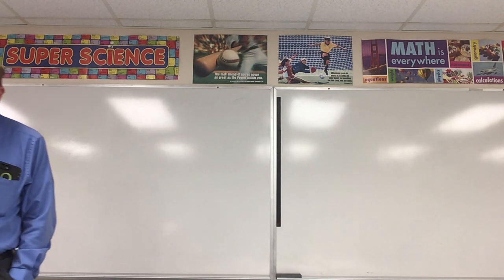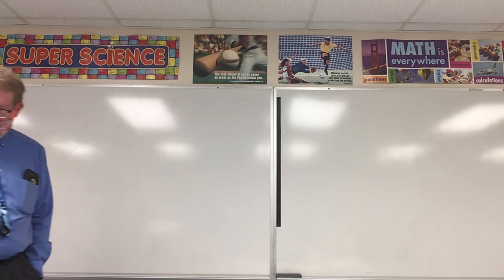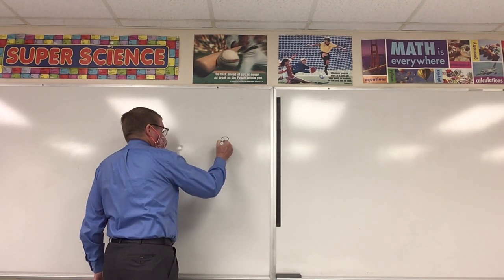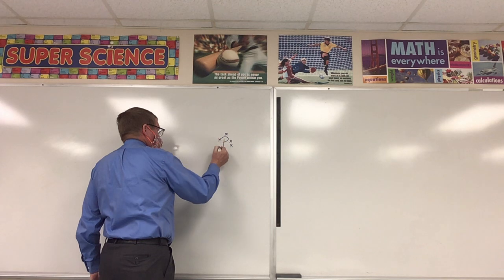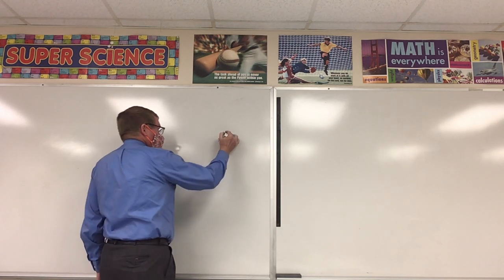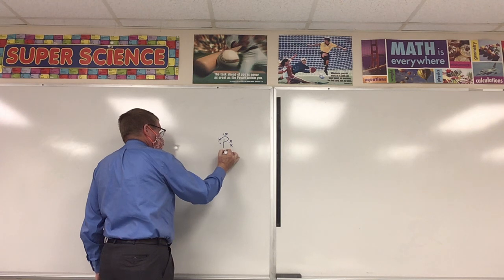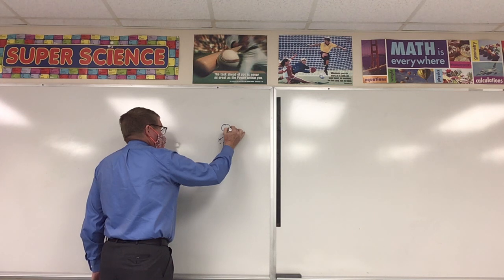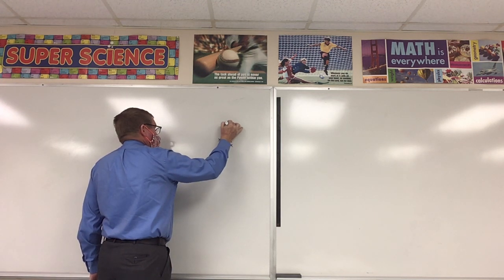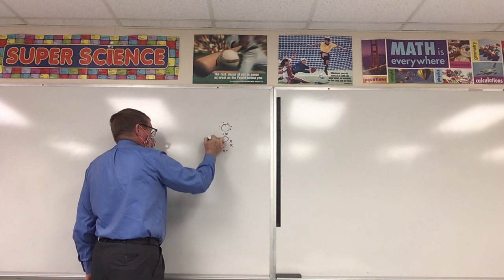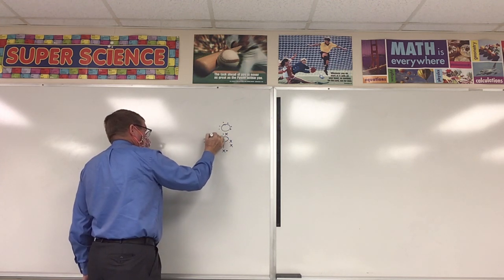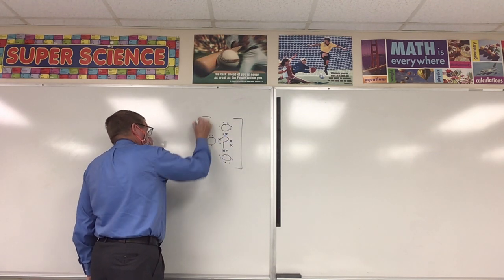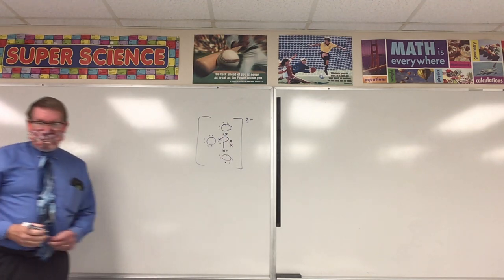Number 6. Draw the Lewis structures for the following elements. PO3, 3 negative. There's the extra 3 electrons. So there's phosphite.